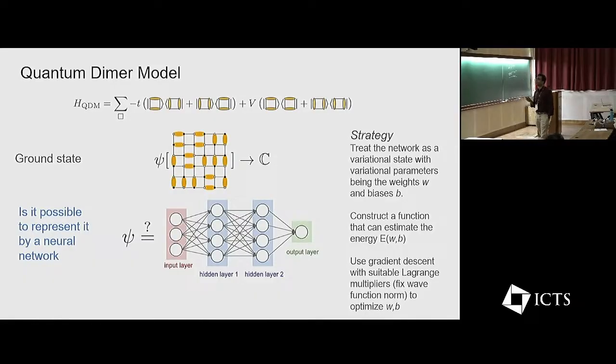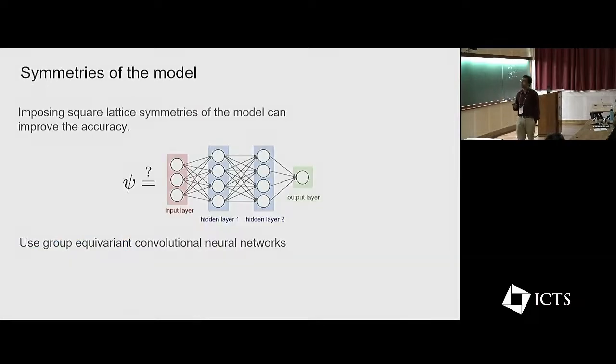The strategy is quite straightforward. Conceptually, it's not very difficult. I treat the neural network as a variational state with the variational parameters being the weights and biases. This is a little challenging, but it's a numerical task, which is to construct a function that can estimate the energy expectation value of a given variational state. For this, we use Monte Carlo, assisted by some of the algorithms that are efficient on the dimer model. Then we use gradient descent on the energy function to get the ground state. In principle, this is straightforward, but the question is, can this be actually used? And that's what I'll try to discuss here.